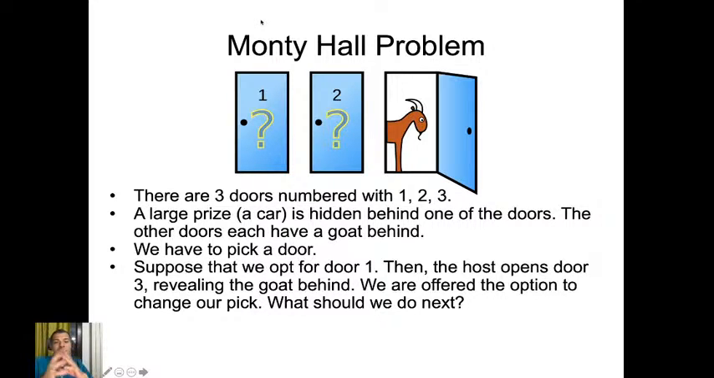So there is a big prize, and the other 2 doors have 2 goats. If you don't win the prize, you go home with a goat. And we are offered the option to change our pick. So we initially pick door number 1, then the host reveals door number 3, and the question is, do we switch to door number 2, or do we keep our initial decision, door number 1?